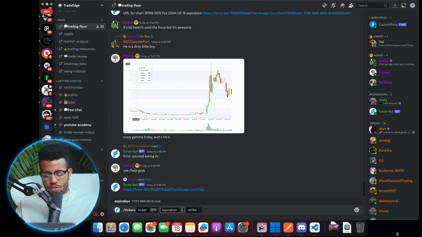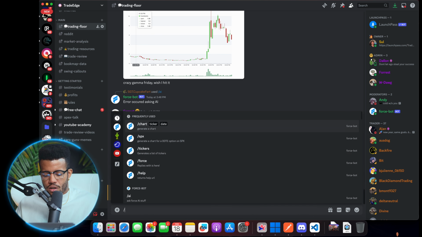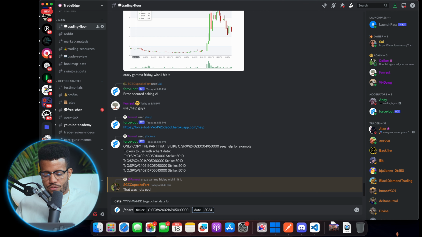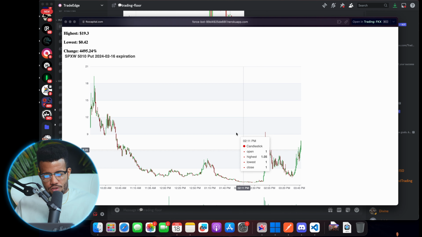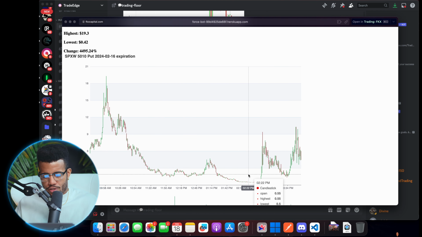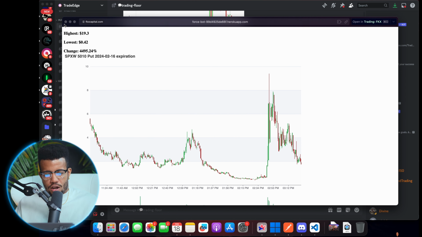So we'll do SPX 2024-02-16, and I want to look at 5,010 puts, and I want to chart this on 2024-02-16. So these are the 5,010 puts, which went from about 55 cents up to 7. So there was a lot of opportunity there.